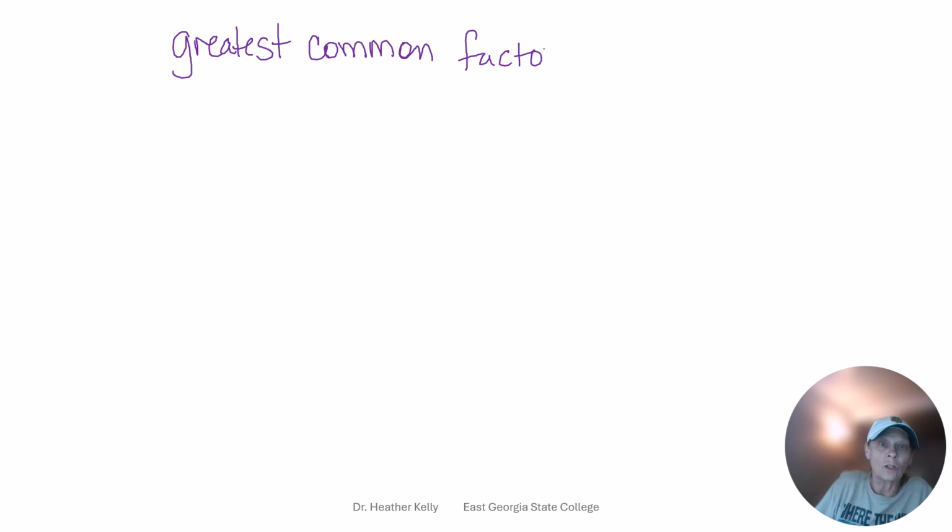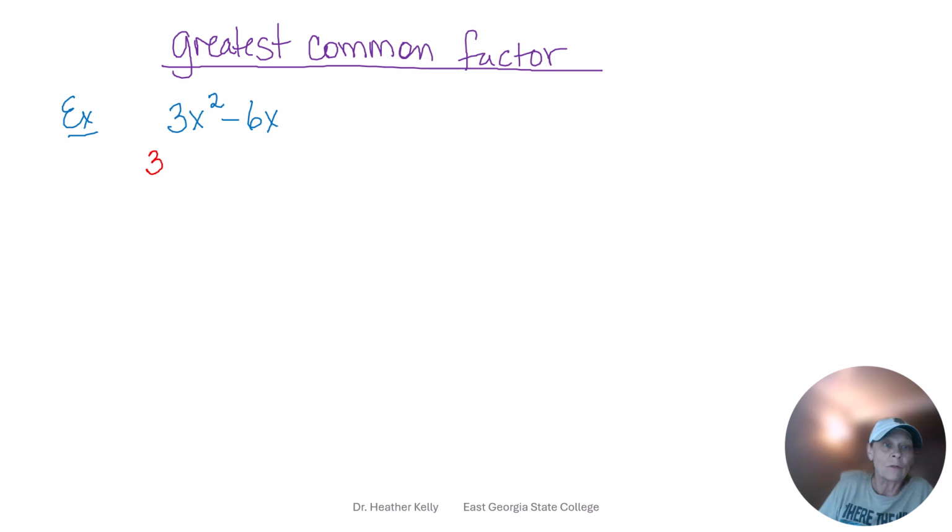So let's just start off with the greatest common factor. And just to remind you, the greatest common factor is the largest number or expression that can be taken out of every term. So if we have something like 3x squared minus 6x, we can see that 3 and 6 both have a factor of 3, and we have 2 x's here and 1 x there, so we know we can take out a total of 3x.